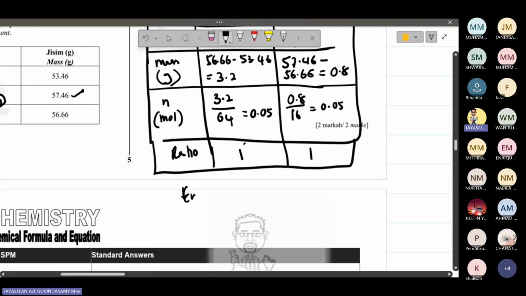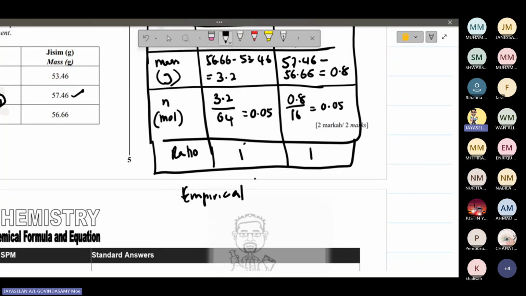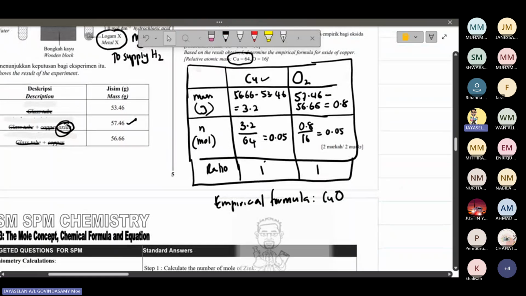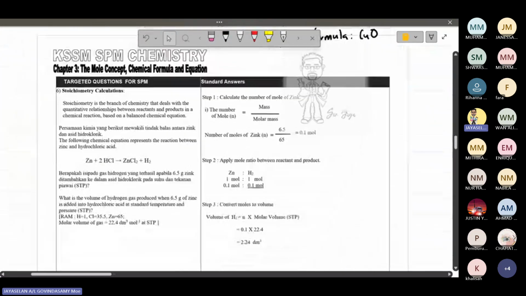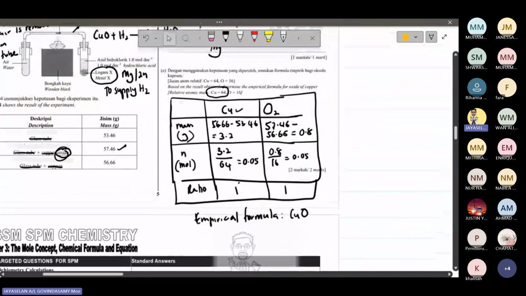So after that, you write down the empirical formula. Okay, you guys put Cu1 O1. You take your 3 marks. Any question? No question.